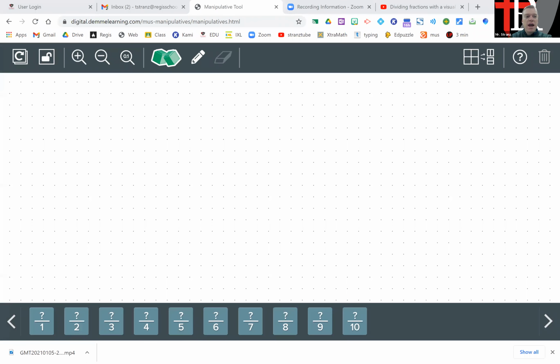Hello and welcome back to Math with Mr. Strands. We're going to be going over multiplying and dividing fractions using the fraction overlays.